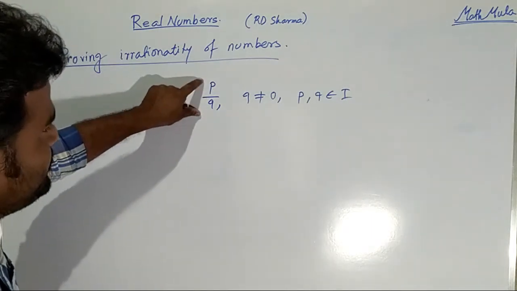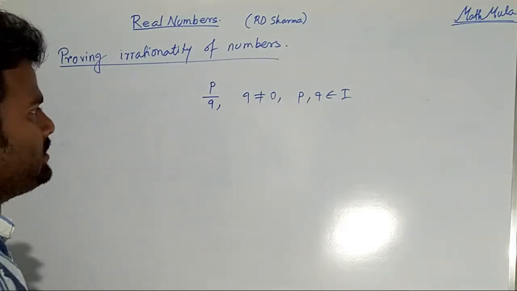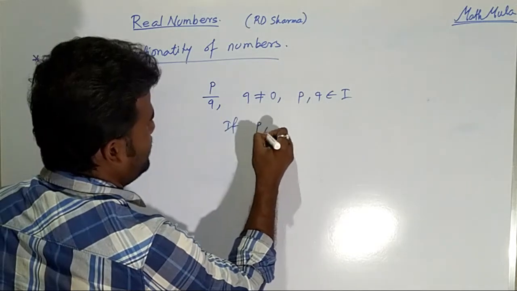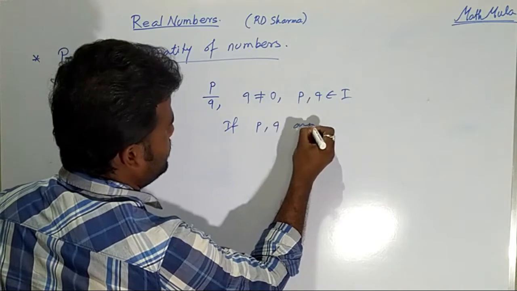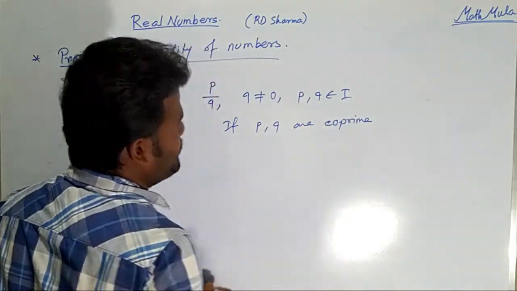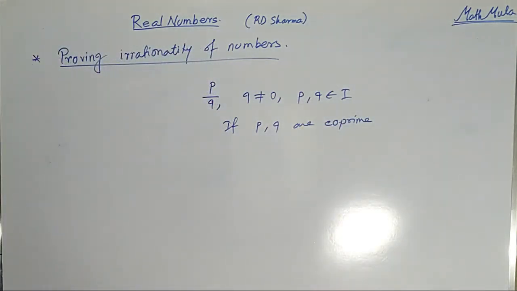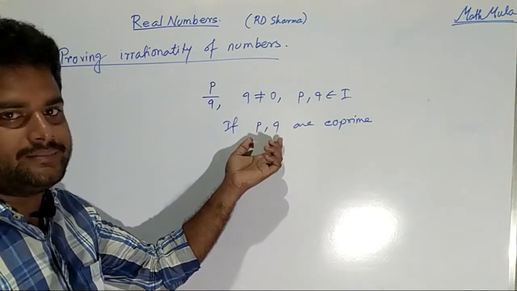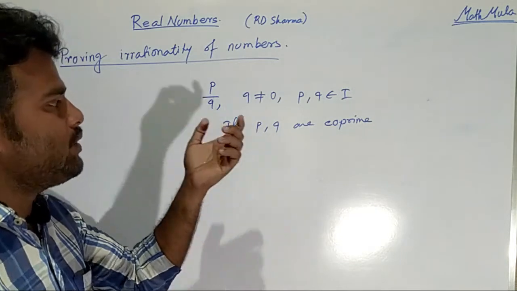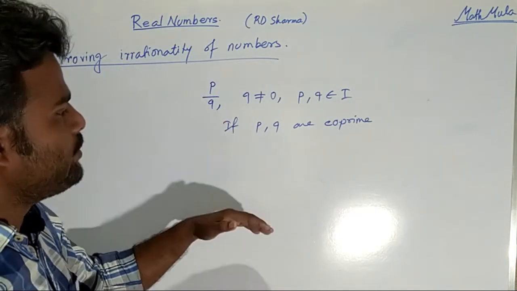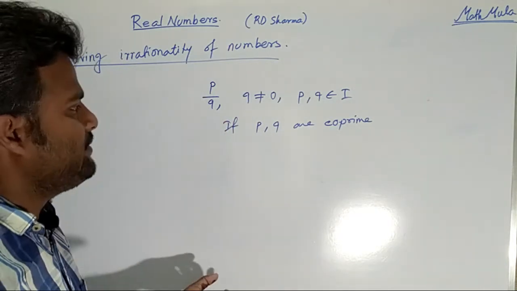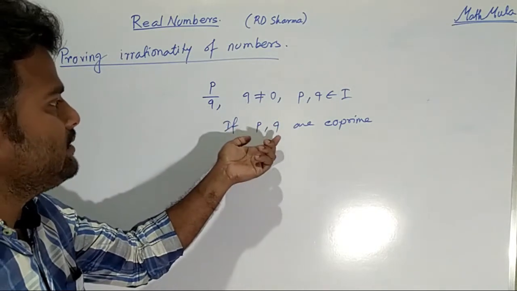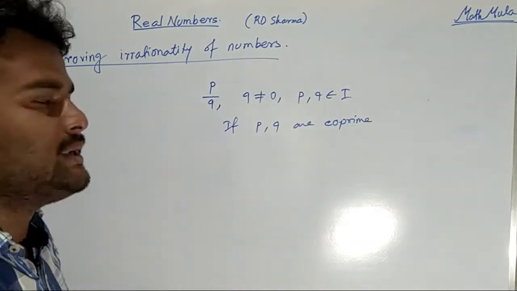And this number will be the least form or smallest form of the rational number if p and q are coprime. Now what is coprime? Coprime means the highest common factor of p and q is 1. p and q are called coprime if the highest common factor, that means HCF, of these two numbers is 1. Then the numbers are called coprime to each other.